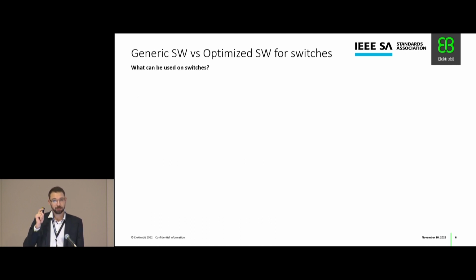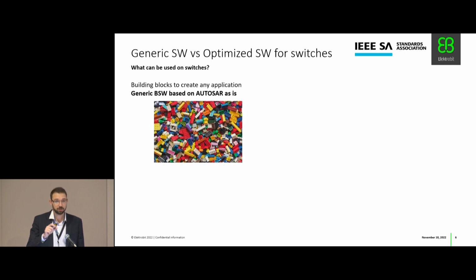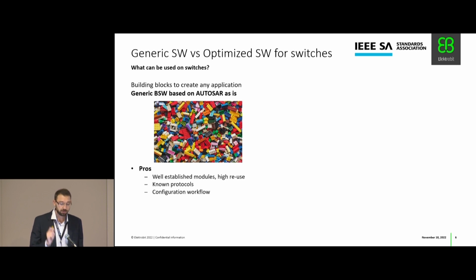So keeping in mind the features, the functionality, and the hardware capabilities, what type of software can be done here? From one perspective, of course, all known, multiple times mentioned today, there is a generic software based on AUTOSAR, which is like pieces of Lego from which you can build whatever you want. Very good concept. It's well-established models, high reuse, known protocols, configuration workflows, all of that is established.